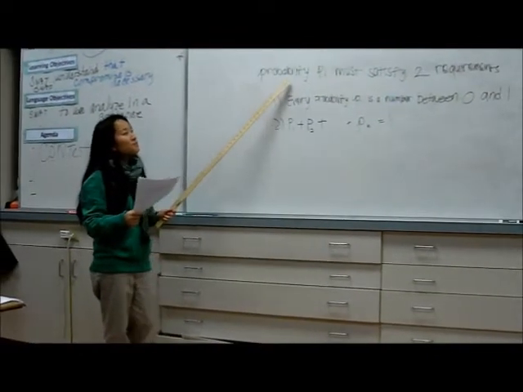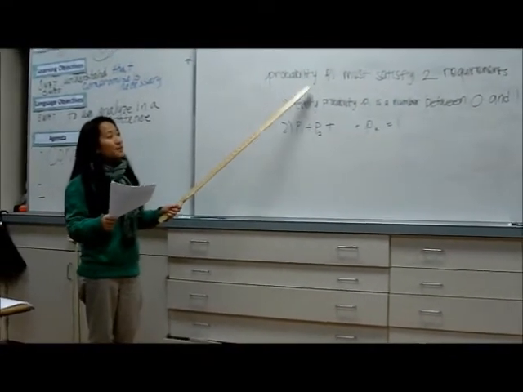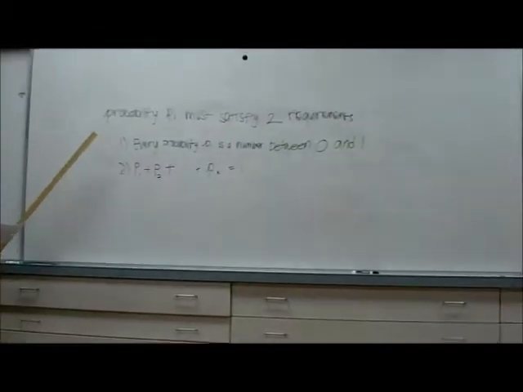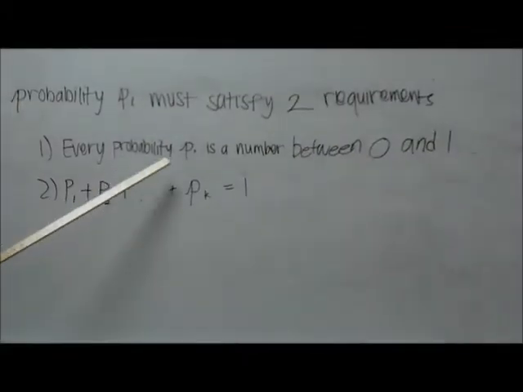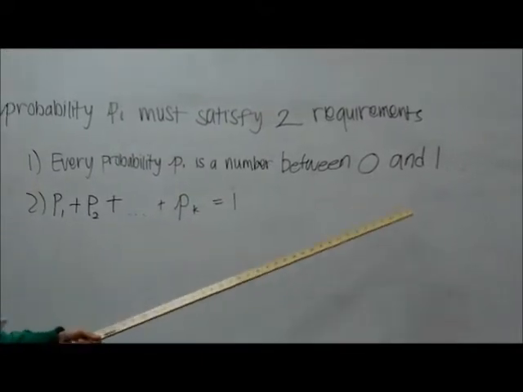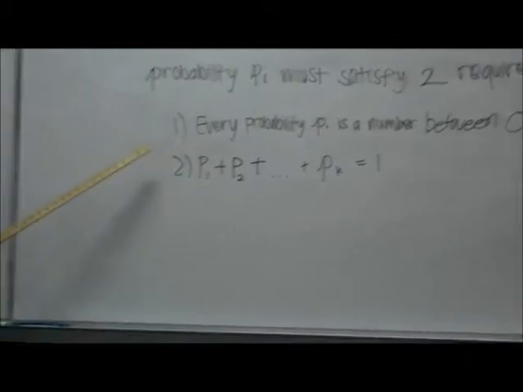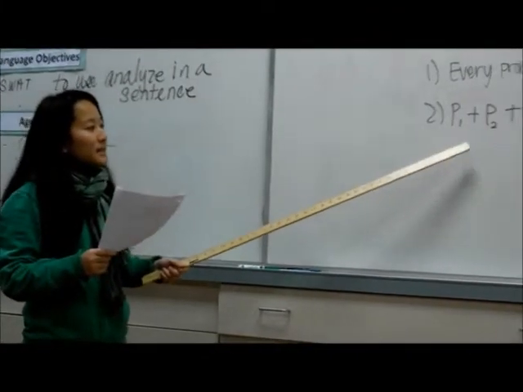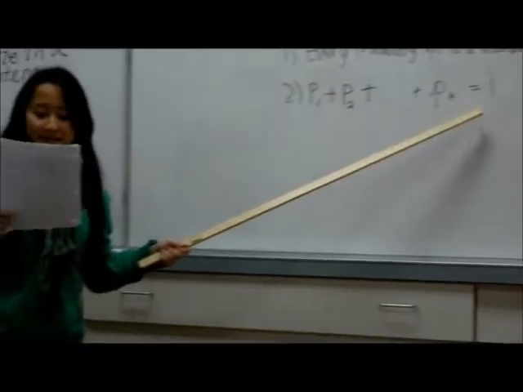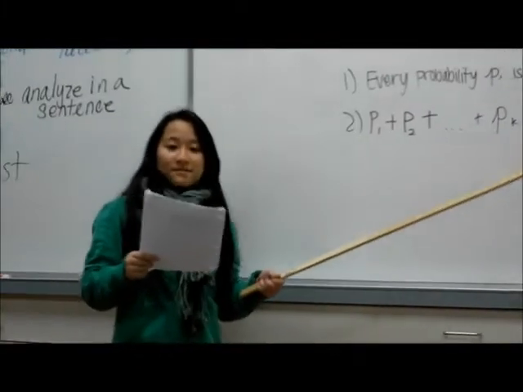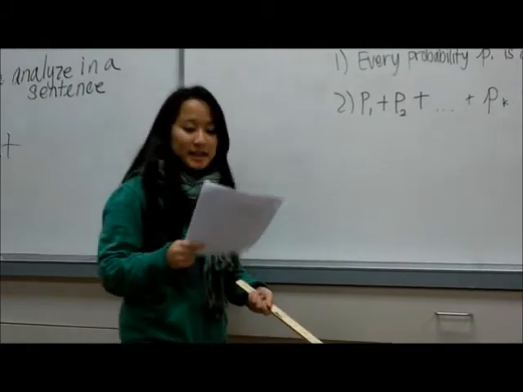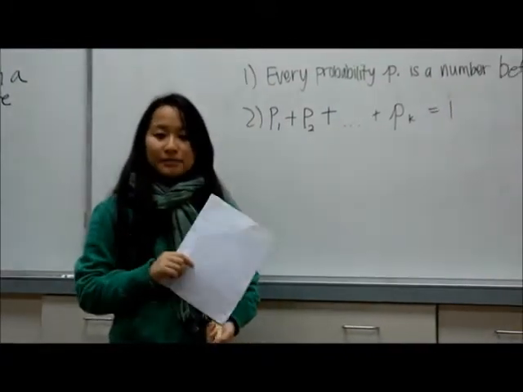Continuing with probability, the probability Pi must satisfy 2 requirements. The first requirement is that each probability Pi is a number between 0 and 1. The second requirement is that P1, P2, and all the probabilities must add up to 1. To find the probability of any event, add the probabilities Pi of the particular values xi that make up the event.